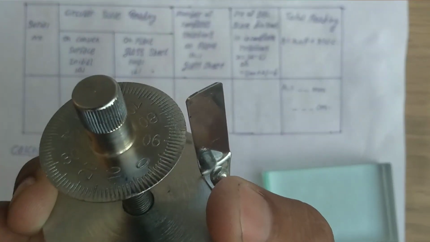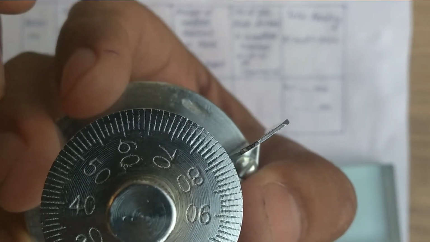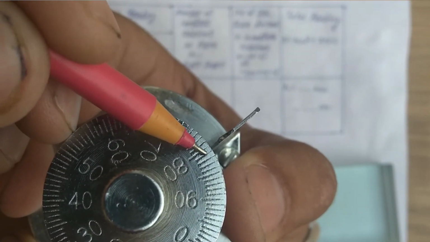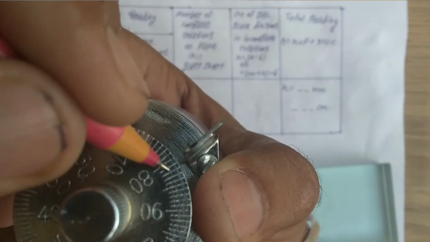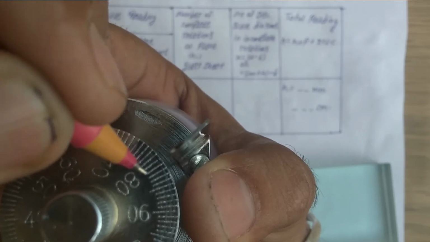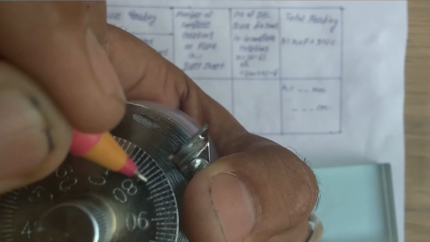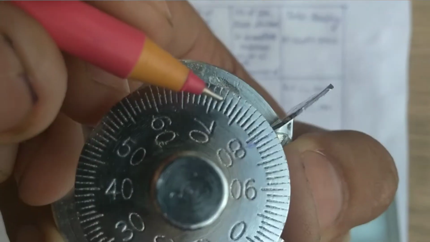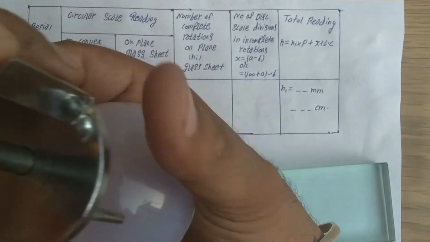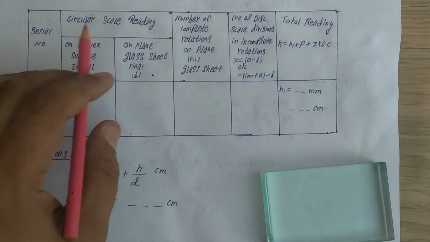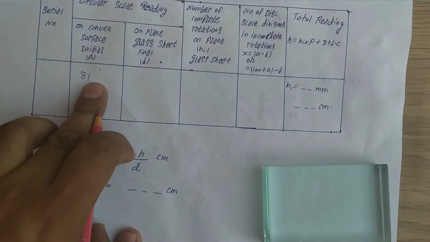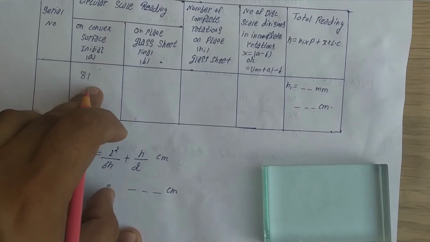So note down the initial reading. You can see this division coincides with the main scale, and mark it with a pen. So this division is the 81st division. So the initial reading on the circular scale is the 81st division coinciding with our main scale.